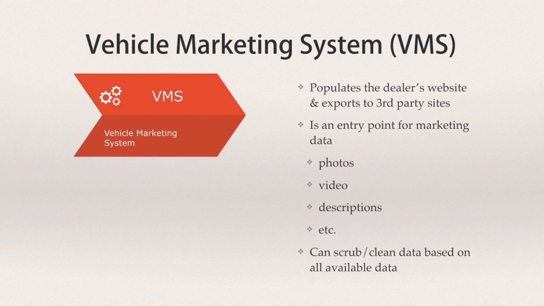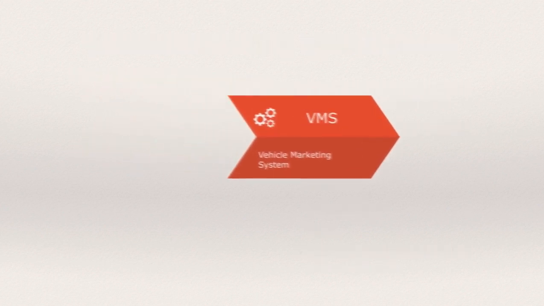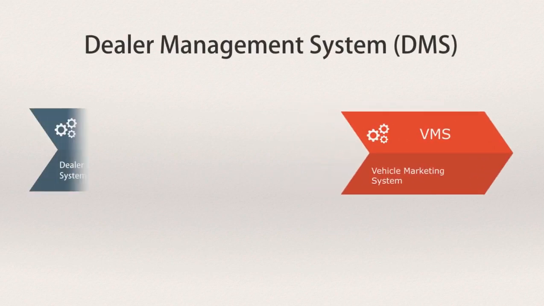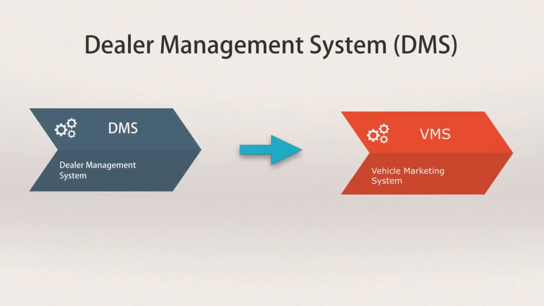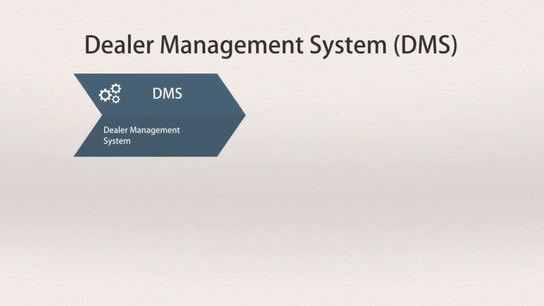So the next question we need to answer is, where does a VMS get its data from? And the answer is a dealer management system, or DMS. Although this is a common interface for just about all dealerships, there are probably over 100 different providers that have different feature sets. It isn't important for you to know these for right now. Just be aware that there isn't just one.